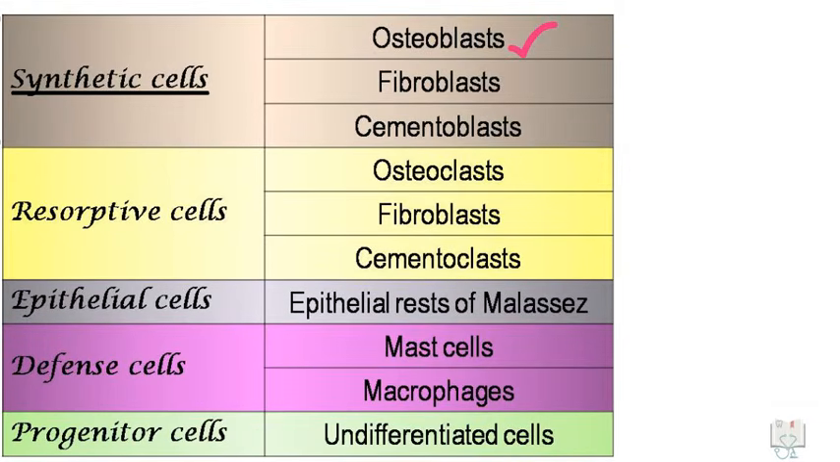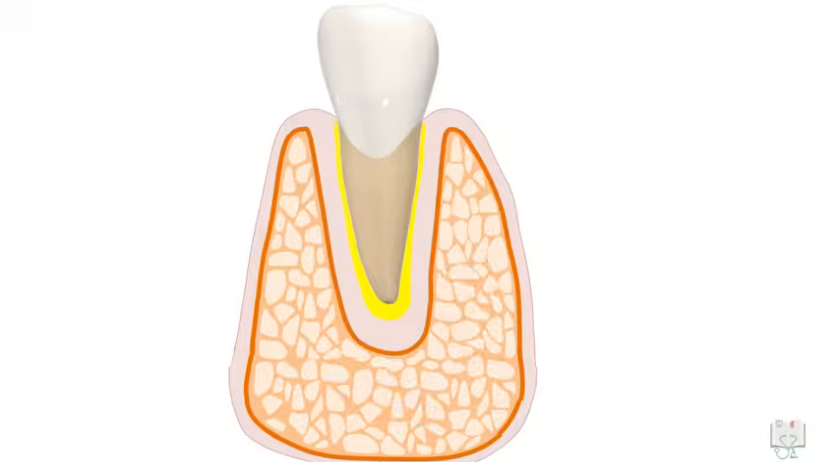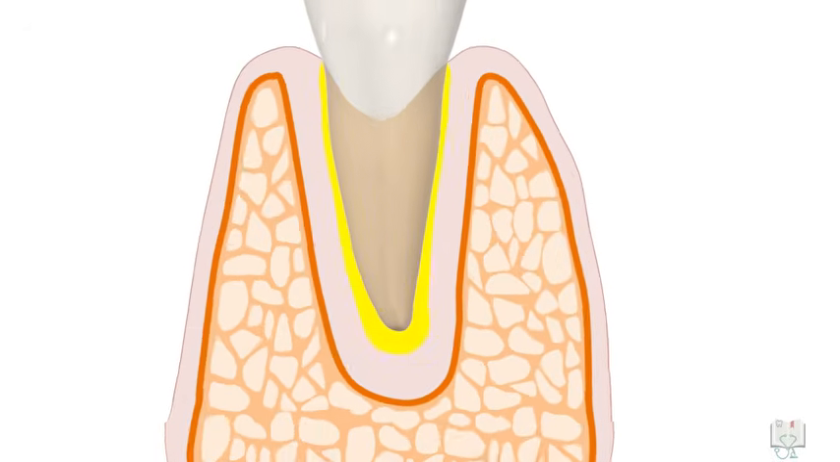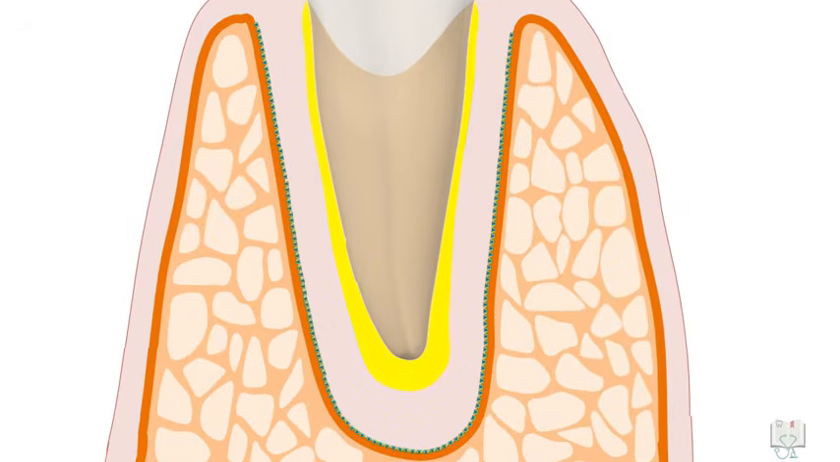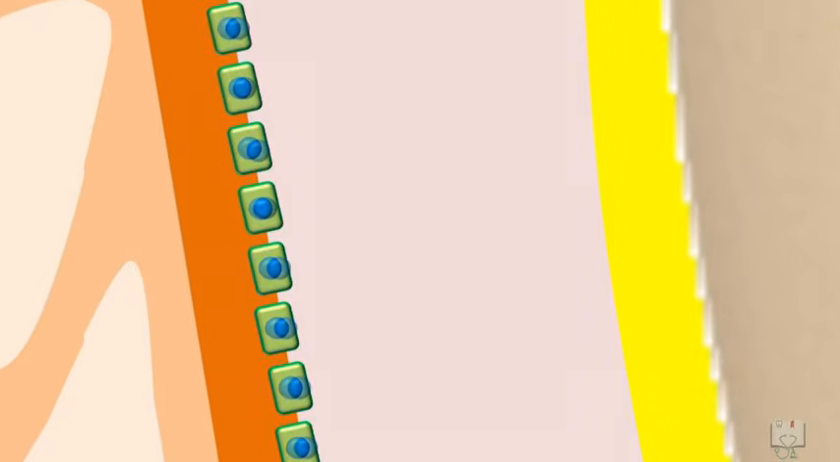Osteoblasts. Osteoblasts are the bone forming cells. In the periodontium, osteoblasts are present on the inner surface of the alveolar bone proper. They are cuboidal in shape with nucleus away from the bone. They are in contact with one another by desmosomes and tight junctions.